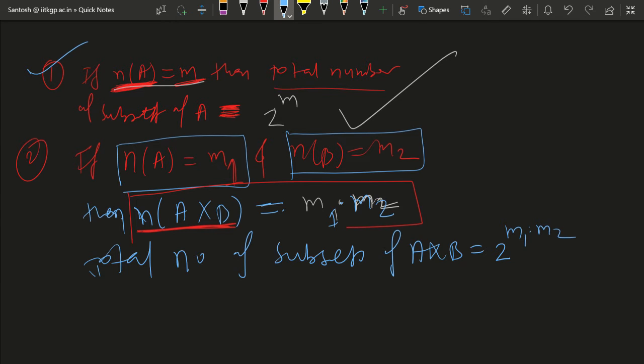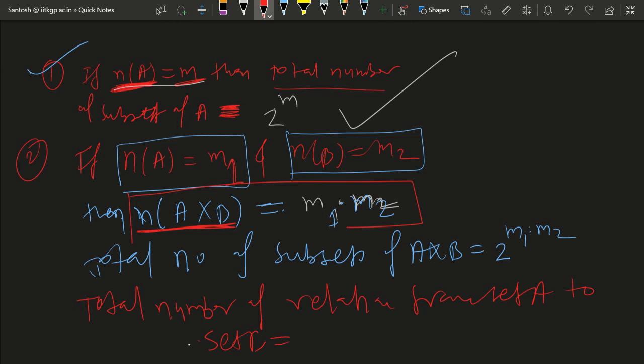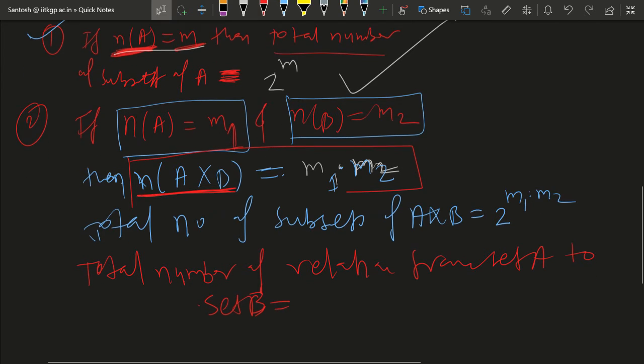So that's why, since every subset of A cross B is a relation from set A to set B as per definition, I can write the formula: total number of relations from set A to set B is 2 raised to power m1 into m2. Fine. So this is the formula.